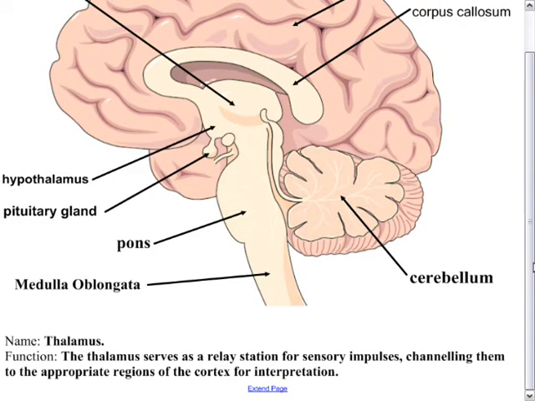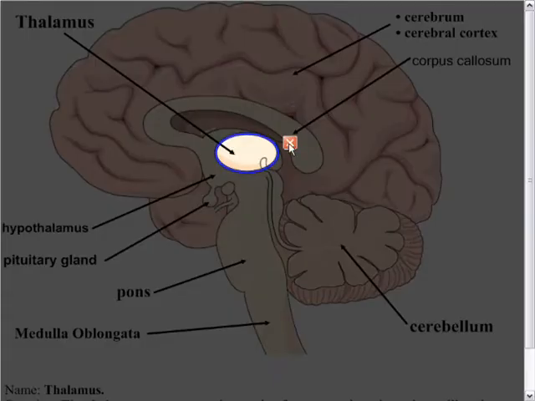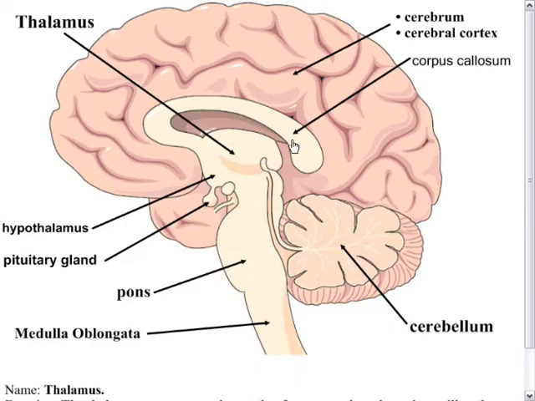The thalamus serves as a relay station for sensory impulses, channeling them to the appropriate regions of the cortex for interpretation. So the thalamus is located in this region, and it takes in the information from your senses and coordinates it and gives the information to your cerebrum and your cerebral cortex so that they can then process the information. So it coordinates all the light and the sounds, gives that information to your cerebrum so that it can decide what to do with it.